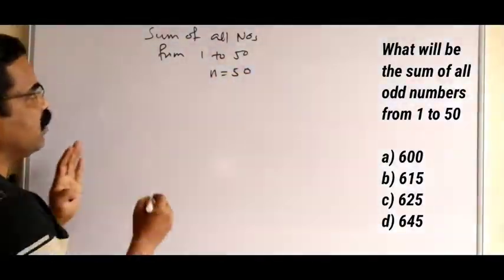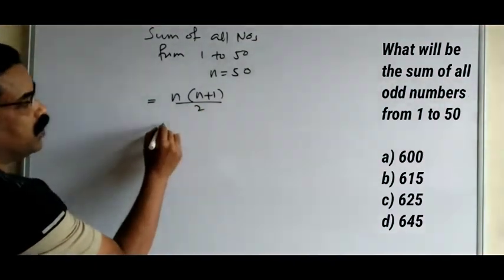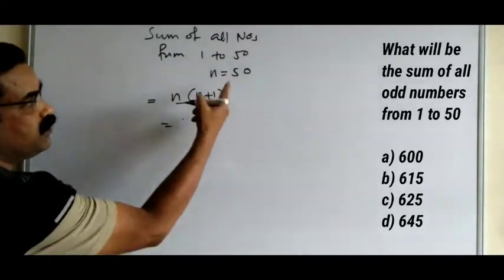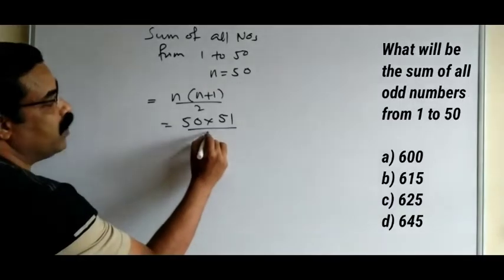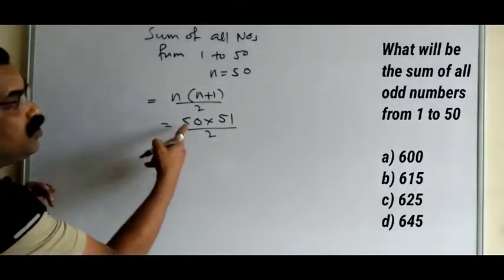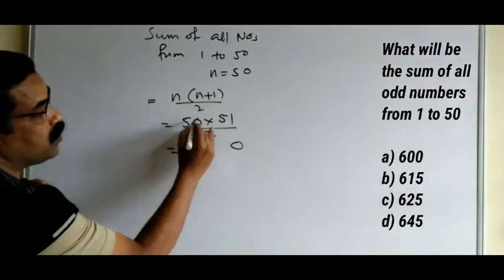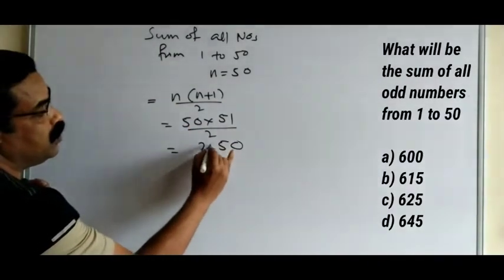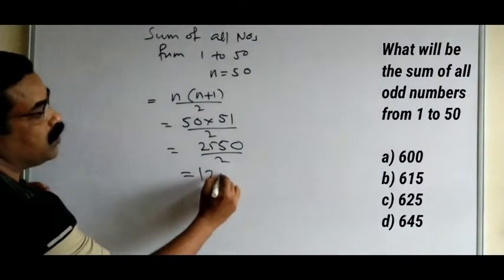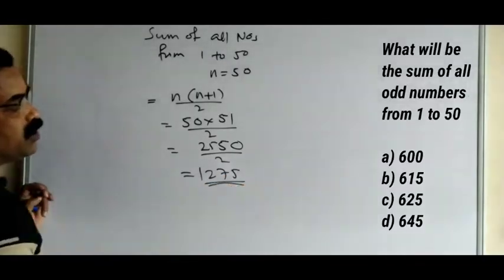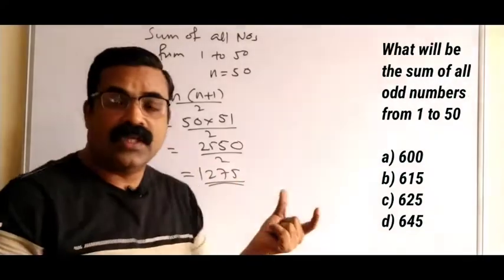Now the sum of all numbers will be equal to n into n plus 1 by 2. So n into n plus 1, n is 50. 50 into 50 plus 1, that is 51, divided by 2. So 50 into 51 divided by 2, you can make it as 25 into 51. So this will equal to what? 1275 will be the answer if you find the sum of all numbers from 1 to 50.